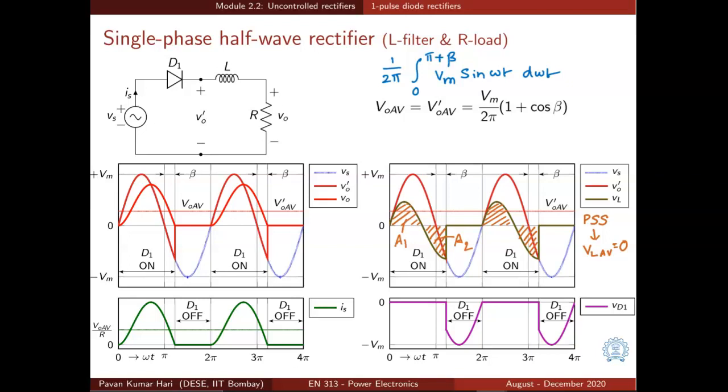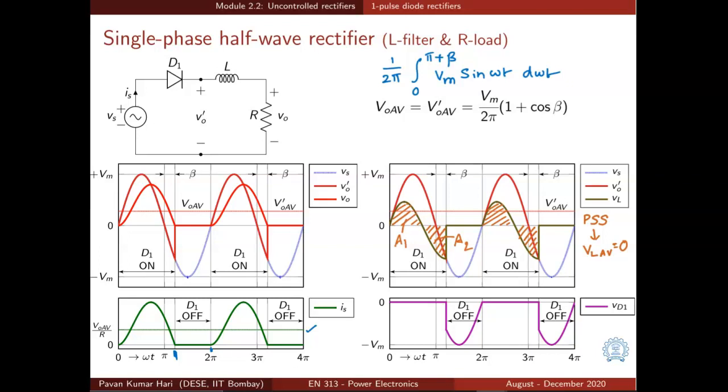From pi plus beta to 2 pi, the source current is 0, the diode current is 0. So the average source current is again VO average by R, which is shown here in green dotted line. And the same waveforms continue starting from 2 pi, which is the second cycle, and it will go on.